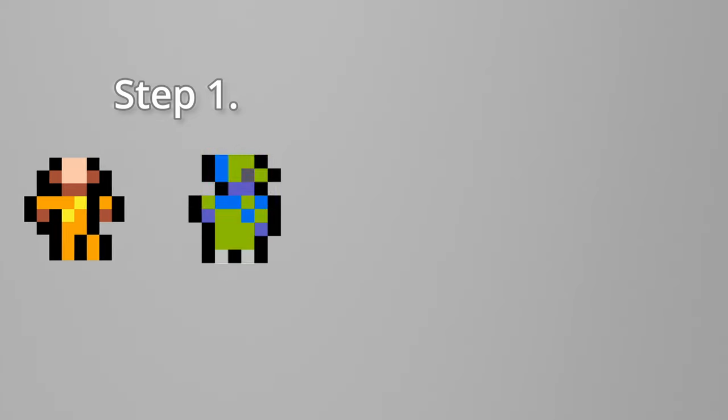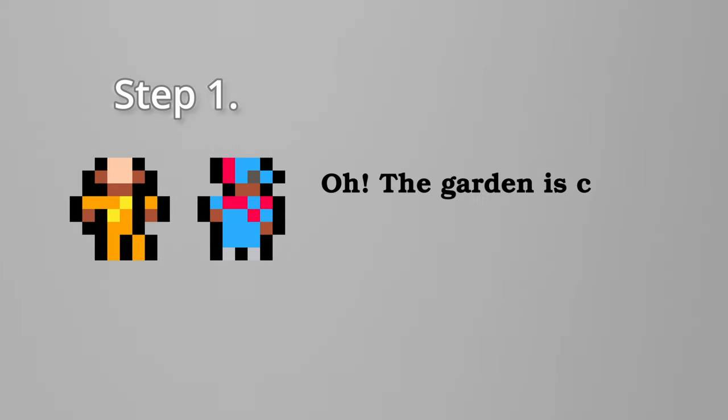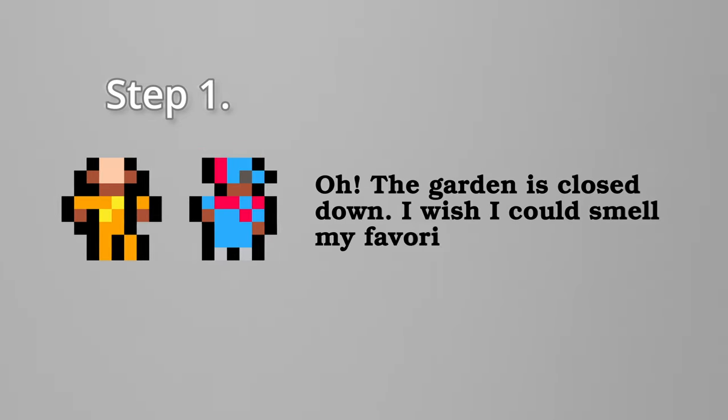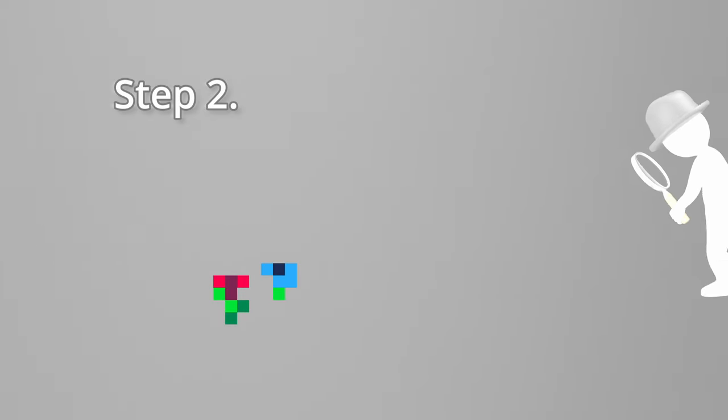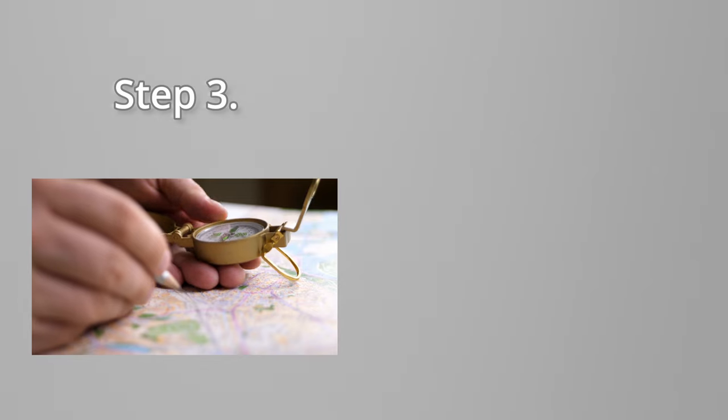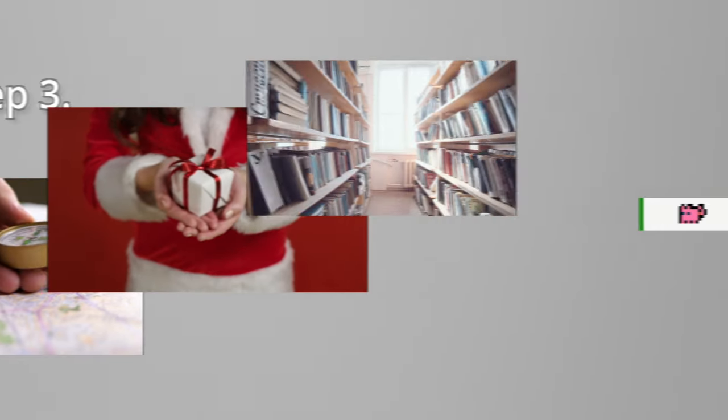So you can imagine a puzzle is something like, you walk up to a character, they say, oh, the garden is closed down, I wish I could smell my favorite flower. You have to find a way to find that flower for them. And when you do, you either unlock a new section of the world, or you unlock a new item, or some information that is helpful to you, but in some way it progresses you onto solving the next puzzle.